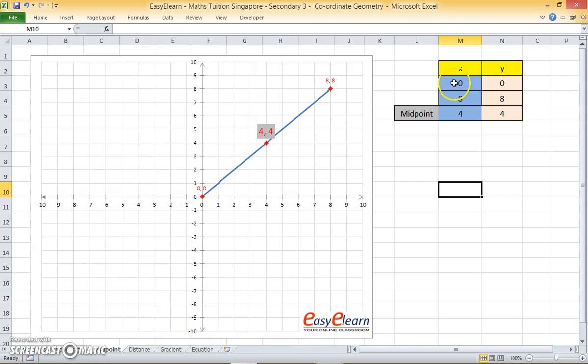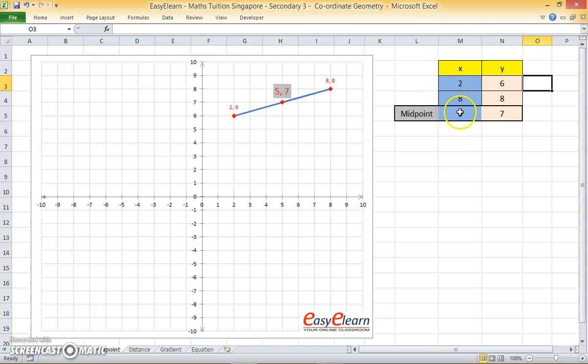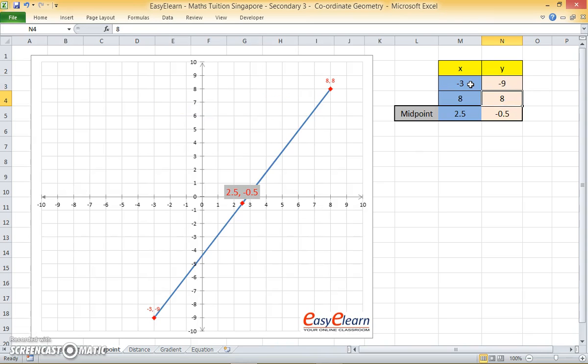For example, if we change this one to (2, 6), you can see the midpoint changes accordingly. So it's always the x values added and divided by 2, and the y values added and divided by 2. You can mark any point here, (-3, -9), and it will work on the same basis. So the midpoint is x values added divided by 2, y values added divided by 2.